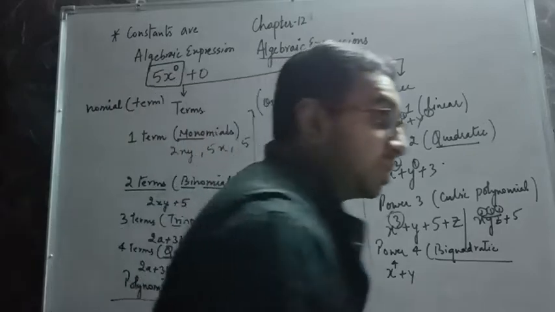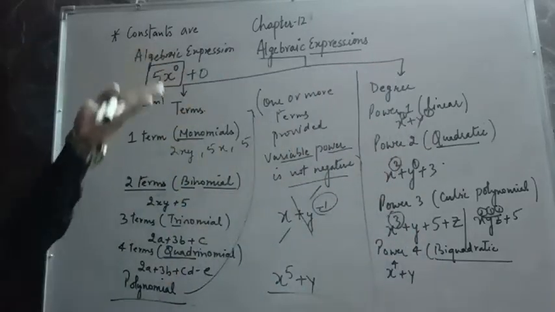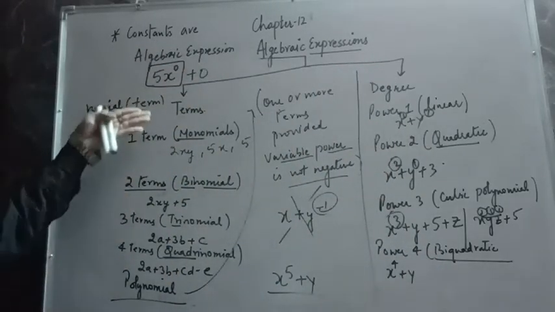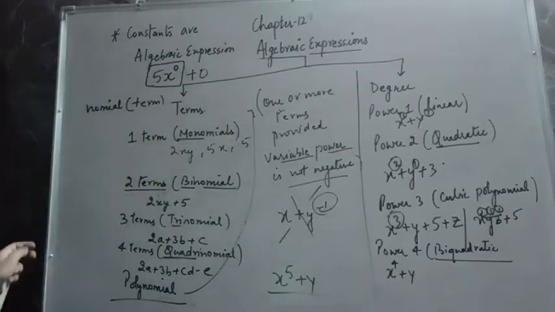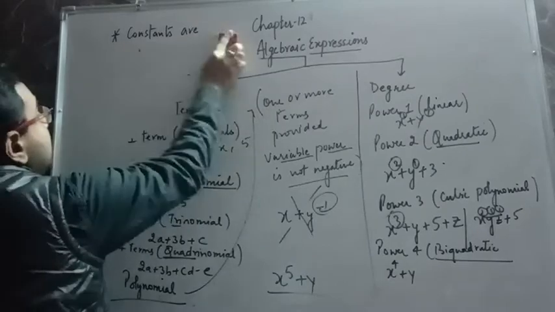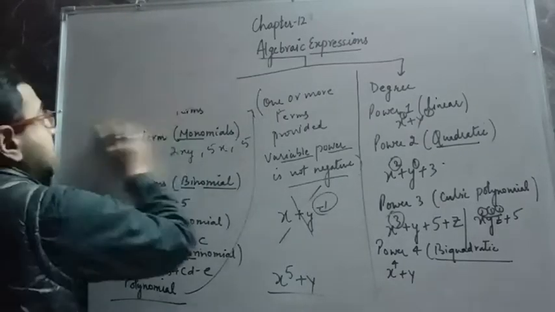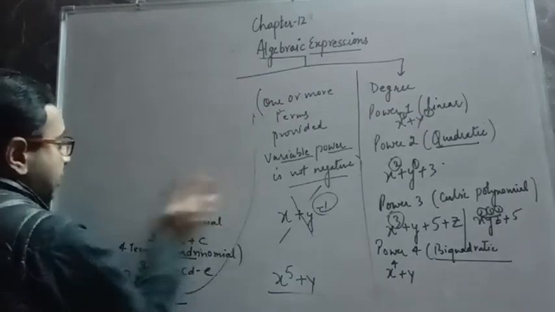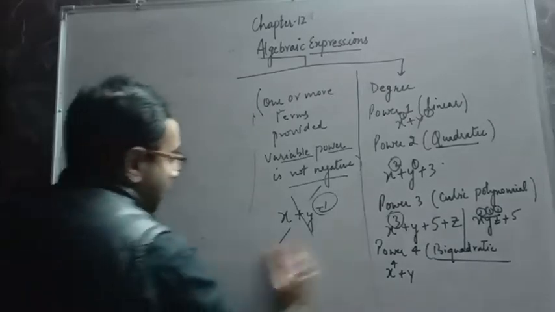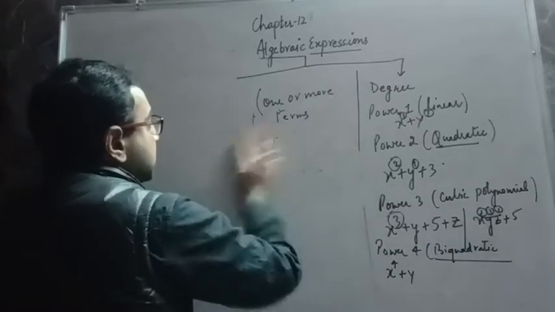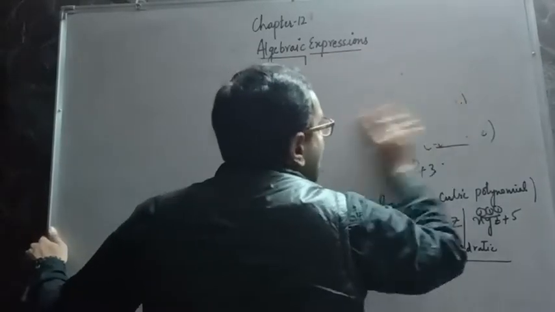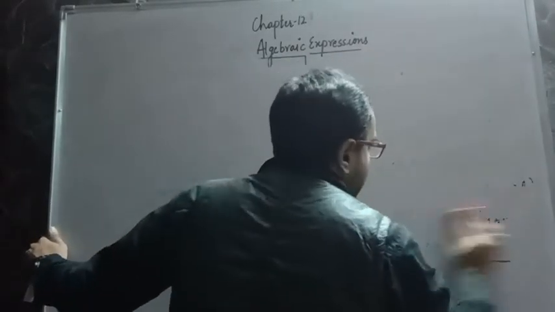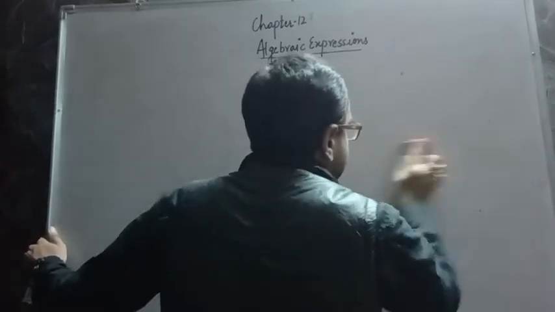Are we clear with the concept of degree and the segregation of algebraic expression on the basis of terms and degree? Any doubt anyone is having with this concept? Next we are having like and unlike terms, which is the last concept for exercise 12.1. After that, 12.1 exercise is very easy to do. So basically, we'll be discussing like and unlike terms.